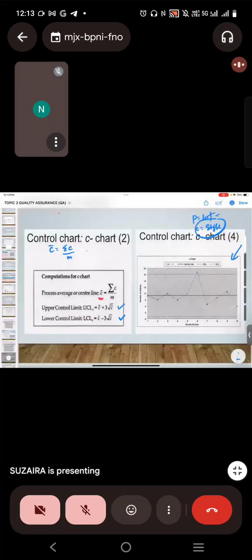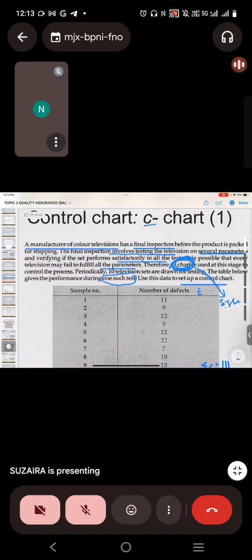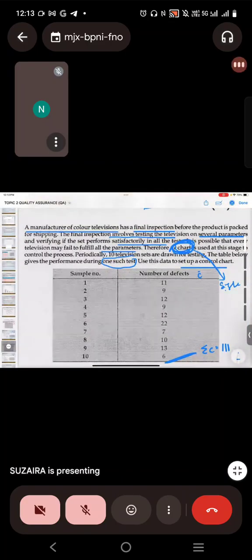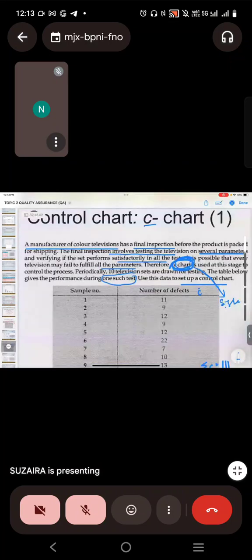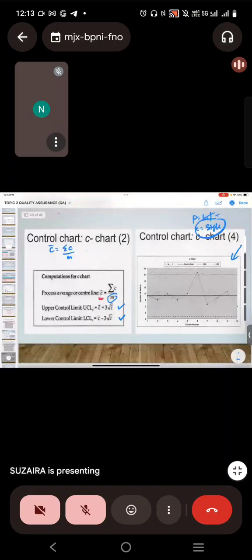All right. So now 111. Okay. We need to divide by, what is the M? What is M now? The equation just now is sum of C divided by M. So M is 10. Okay. So you have 111 divided by 10. How many do you get?